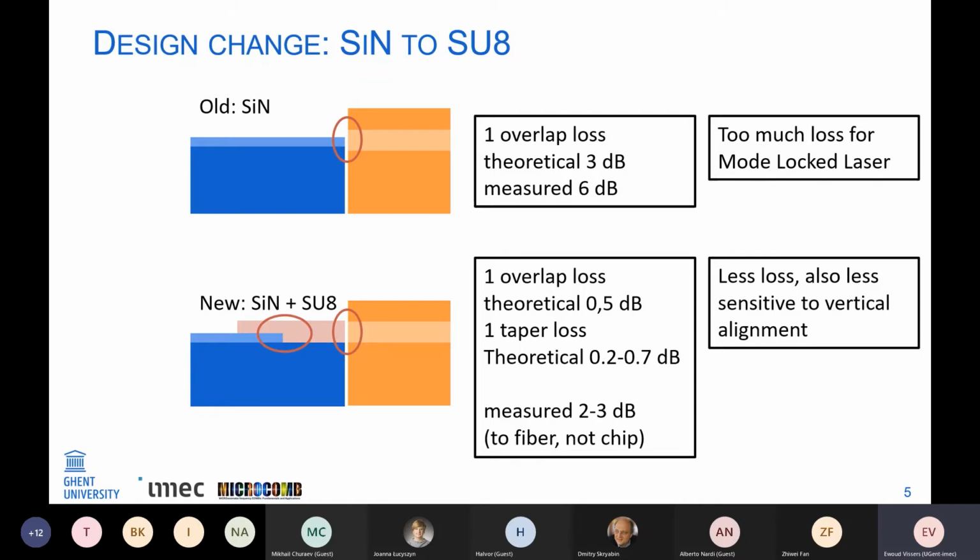But then theoretically we would get around 1 dB loss, and if we measured this to a fiber, it was 2 to 3 dBs of loss. So we have less loss, and also we're less sensitive to the vertical alignment since our mode is a lot larger in that direction. So I expect this will work a lot better.